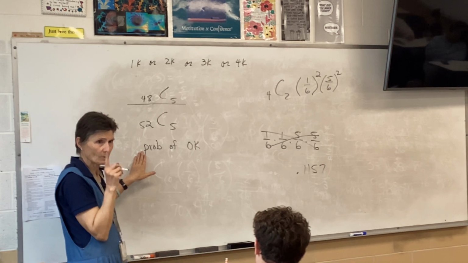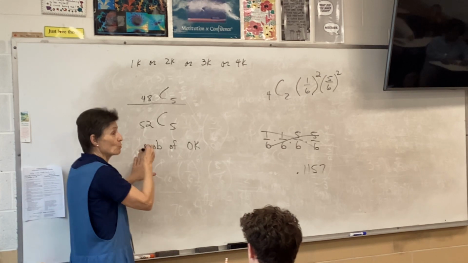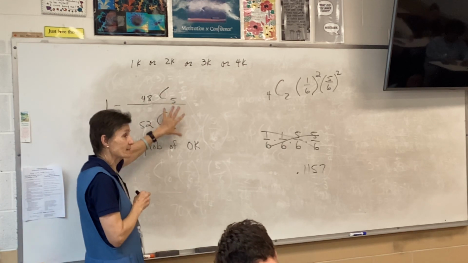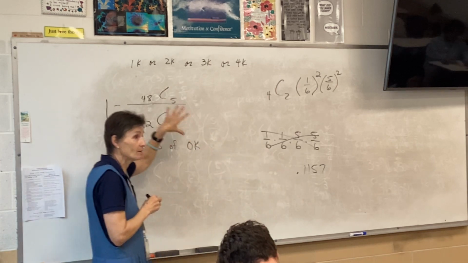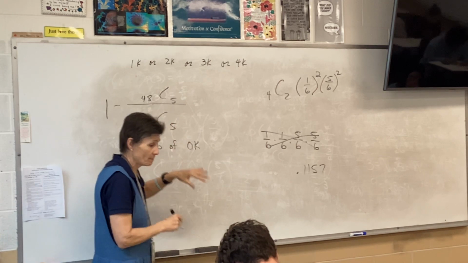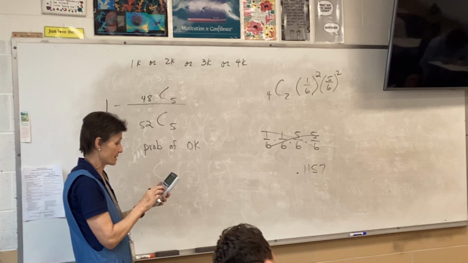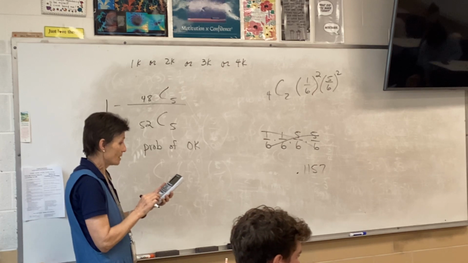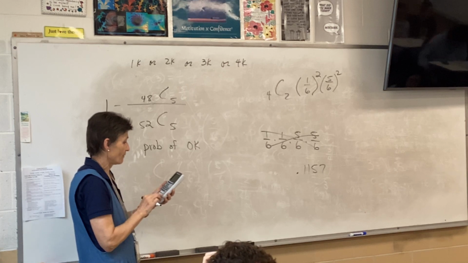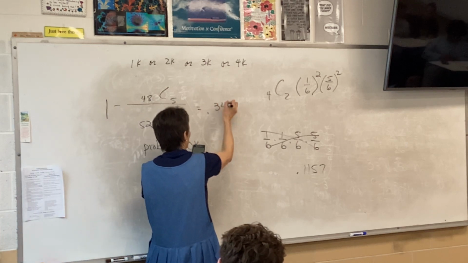And don't I want everything else? So what am I gonna do? I'm gonna take this fraction, whatever it is, and subtract it from 1. So this is gonna be some fraction, like we got 11.5% here. So it's gonna be 1 minus whatever that decimal is. That's gonna be your probability. So 1 minus 48C5 divided by 52C5. I got my final answer, 0.341.